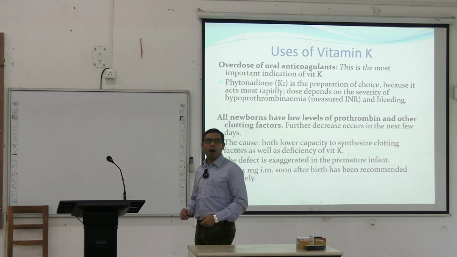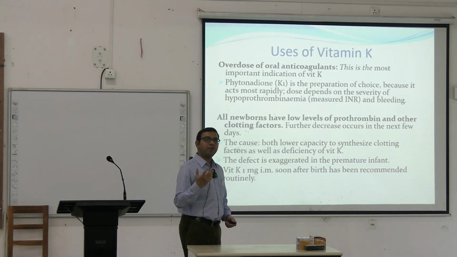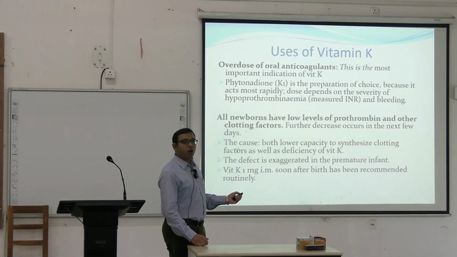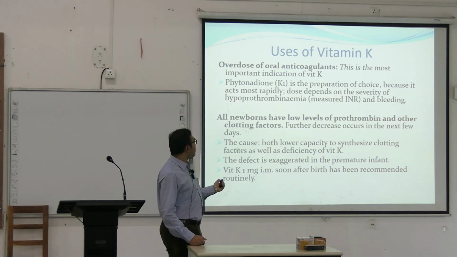The most common is warfarin. So these oral anticoagulants basically act with the help of the vitamin K. So phytonadione, K1, is the preparation of choice when there is overdose, when there is bleeding, because it acts most rapidly. Dose depends on the severity of the hyperprothrombinaemia.